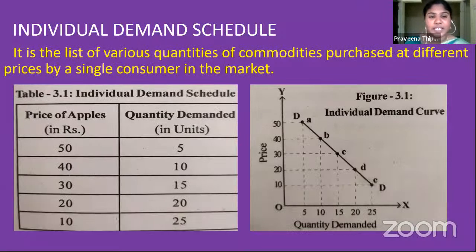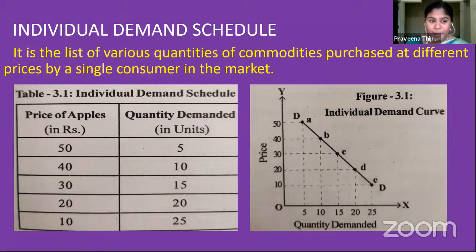So we'll see what is an individual demand schedule. So this is the list of various quantities of commodities which are purchased at different prices by a single consumer in the market. So this is the individual demand schedule, children. See, if you look at this table, we have price of apples in rupees and quantity demanded in units. See, when the price of apple is 50 rupees, then the consumer demanded 5 units of apple.